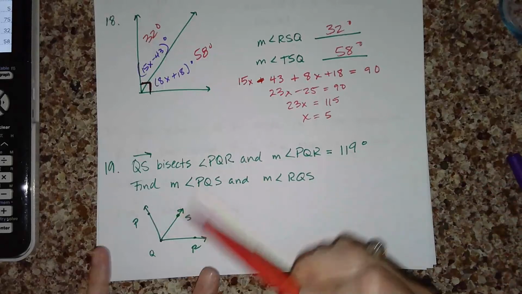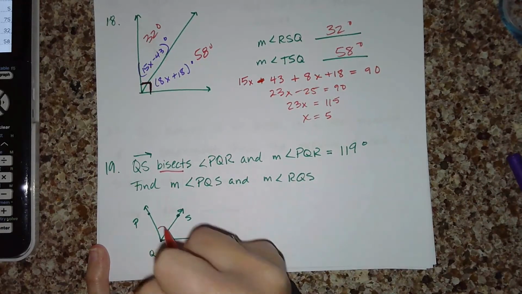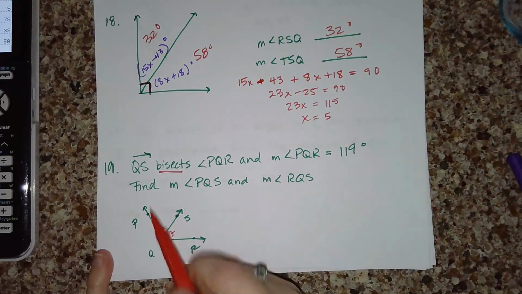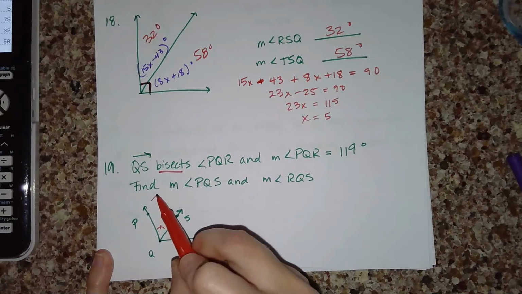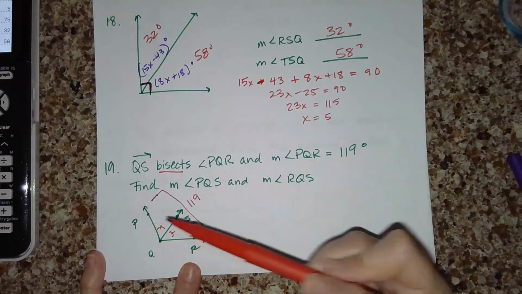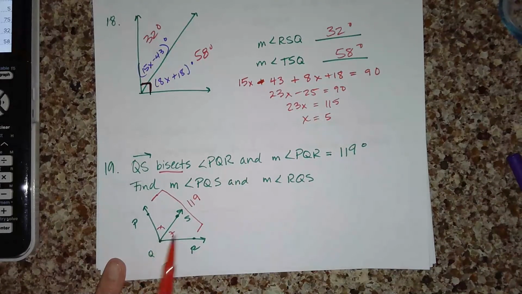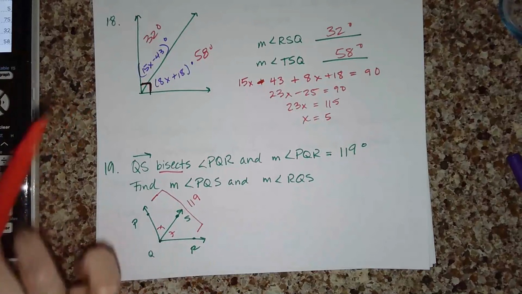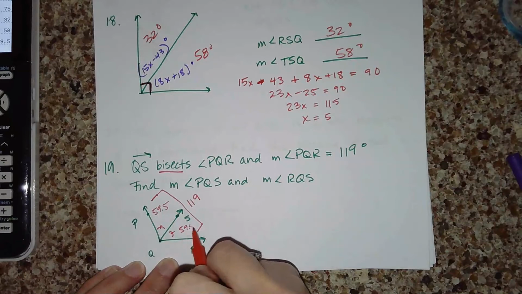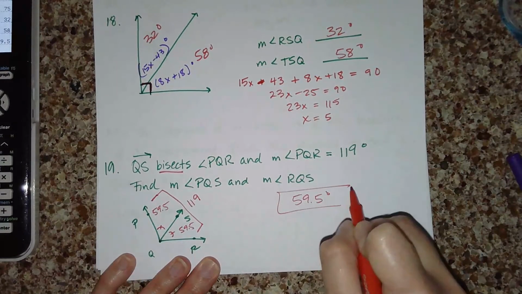All right, QS bisects the angle PQR. So again, if it bisects it, we know that those two pieces are congruent or equal. The measure of PQR, which is this entire angle here, is 119 degrees. Find the measure of PQS and RQS. Well, if these two angles are equal and the whole thing is 119, you just divide by 2 and you get 59.5. So each of these angles would be 59.5 degrees.